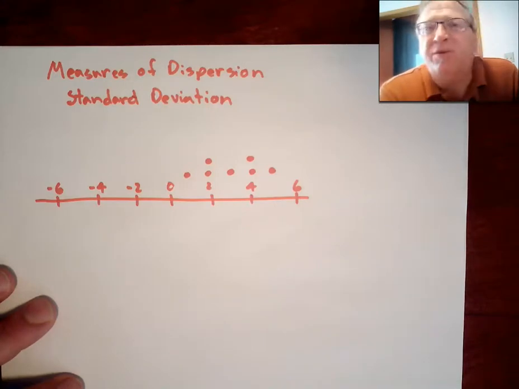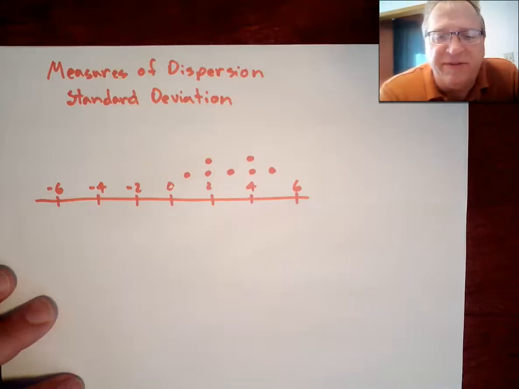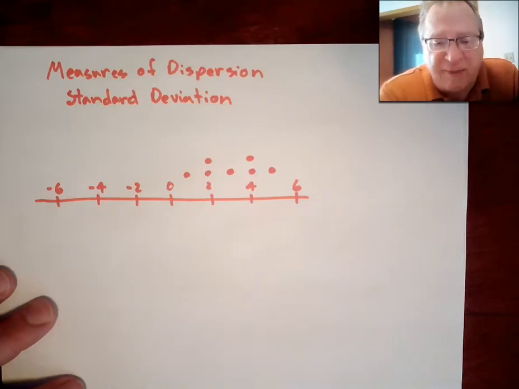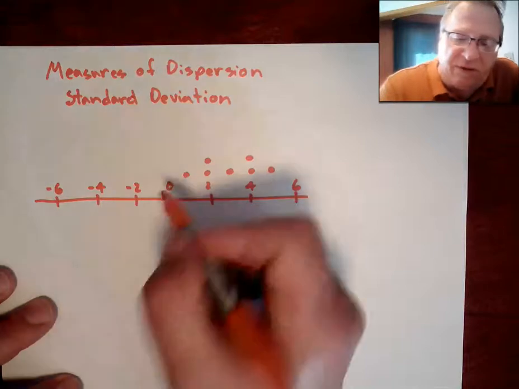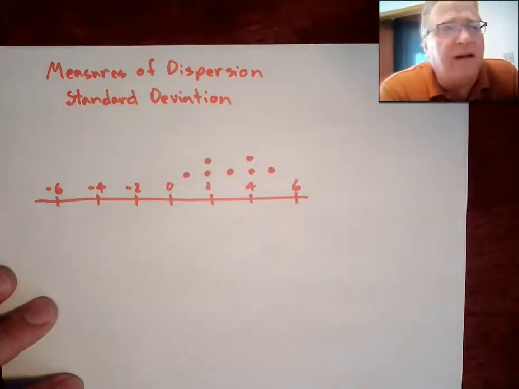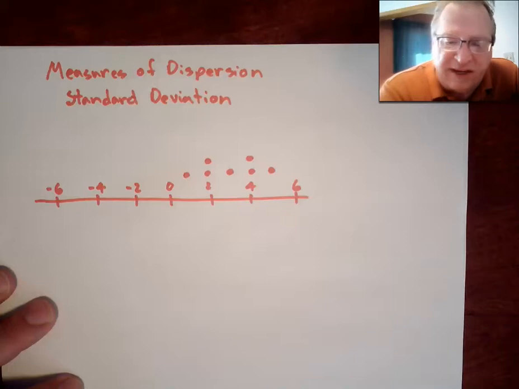One thing you want to be sure to be able to do is calculate standard deviation. Standard deviation is that most important measure of dispersion that we will use, and it's a very common one. How's it done? Well, first of all, we need some data, and I've drawn a number line, and I've drawn some measurements that I made.